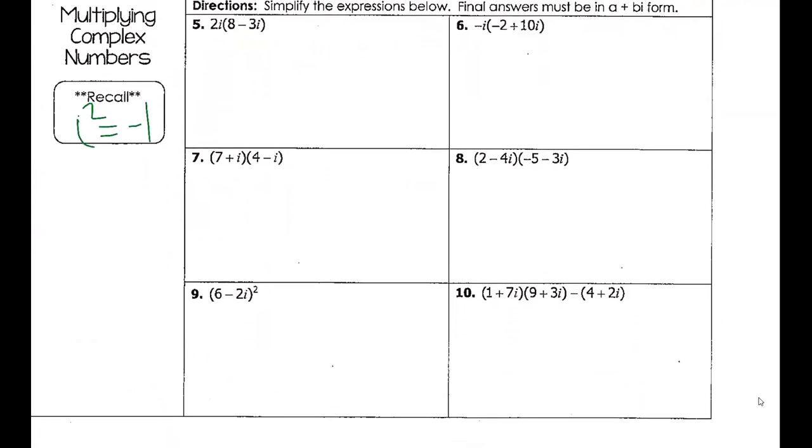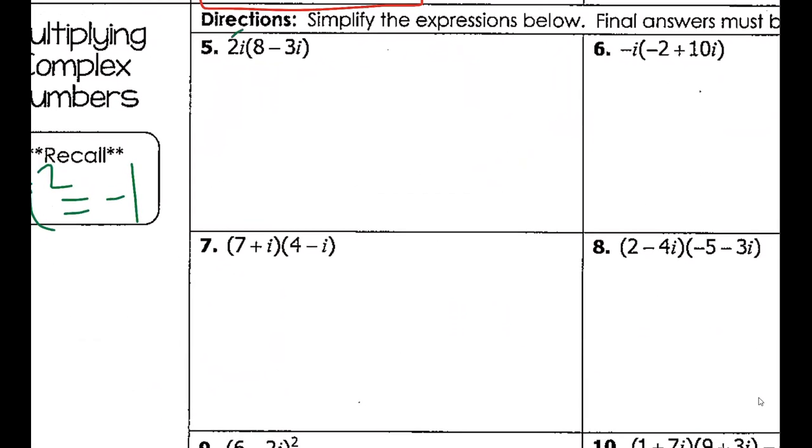But for 5, you would just distribute 2i. So that would be 16i minus 6i squared. But remember, this i squared is -1. So usually how I write it, it flips your sign. So this would be 16i, and that's really this.